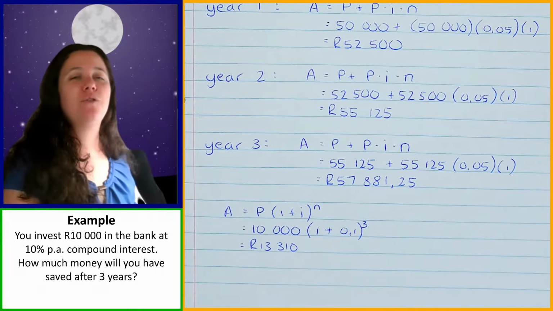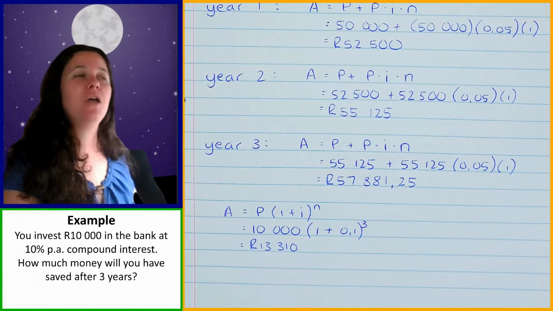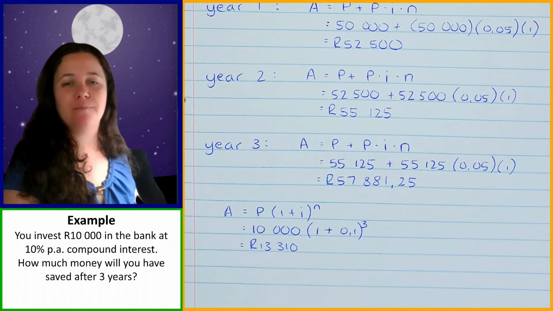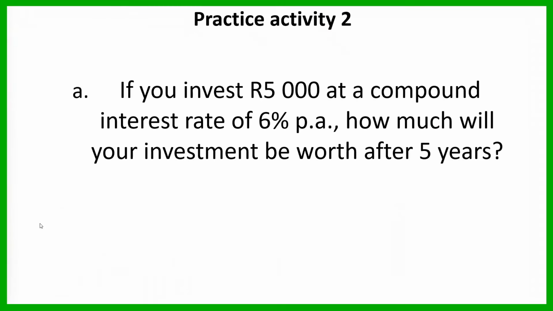Okay, so now I'm going to give you a few that you're going to do yourself, practicing using that compound interest formula. Here's the first one that you're going to do. Question A, if you invest 5,000 Rand at a compound interest rate of 6% per annum, how much will your investment be worth after 5 years? Okay, so I'm going to give you 1 minute to do this question.